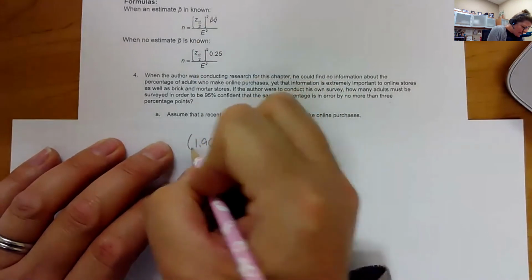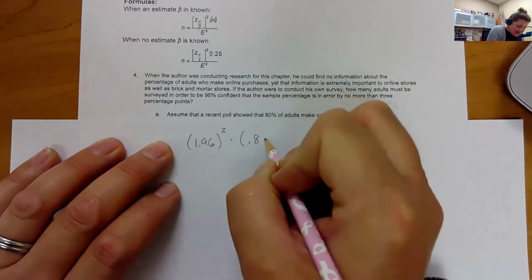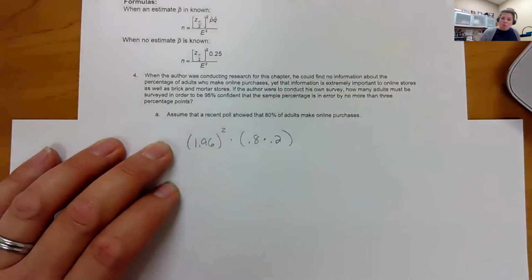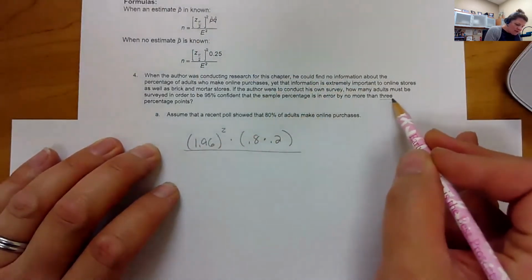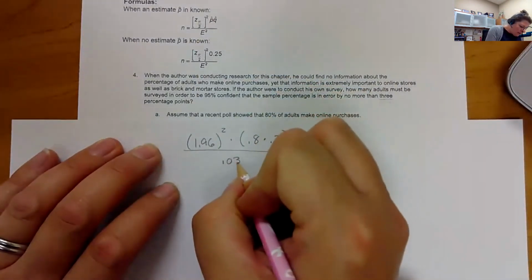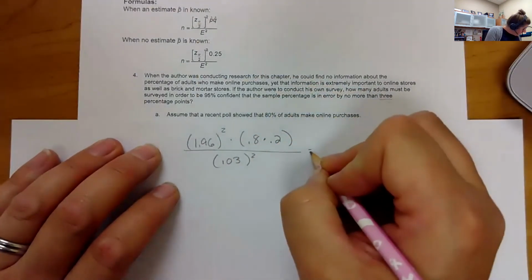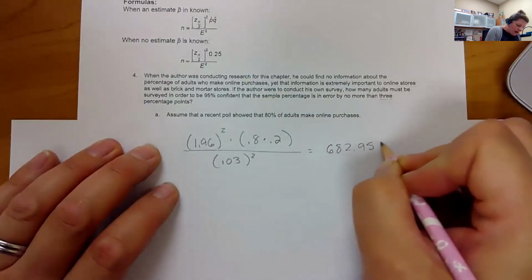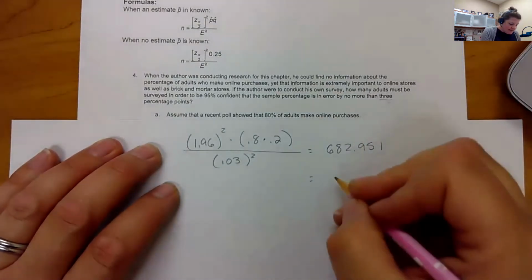1.96. So we have that 1.96 squared times our 0.8 times, what's 1 minus 0.8? 0.2, they add to 1. The whole thing divided by my error squared. My error is no more than 3%. So that is 0.03 squared. All right, so we plug this into our calculator and I get 682.951, which we always round up, always.